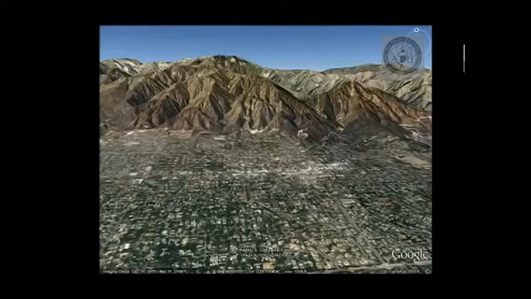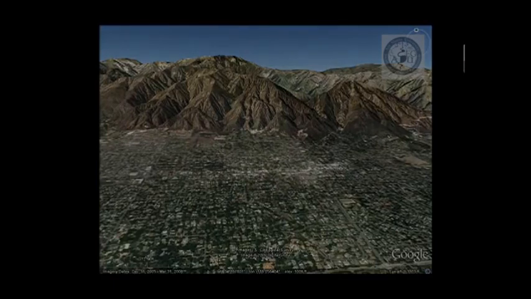You may not know it, but you've been looking at faults your whole life. The next time you see the San Gabriel Mountains looming up over the city of Pasadena, know that you're looking at a reverse fault, the Sierra Madre reverse fault, pushing the mountains up and giving us California's wonderful landscapes.